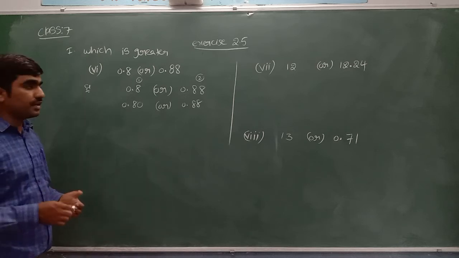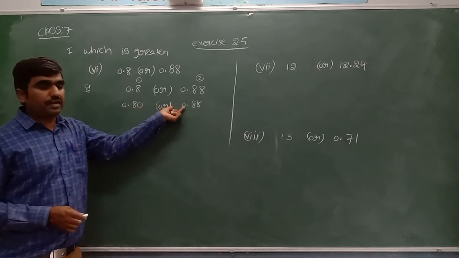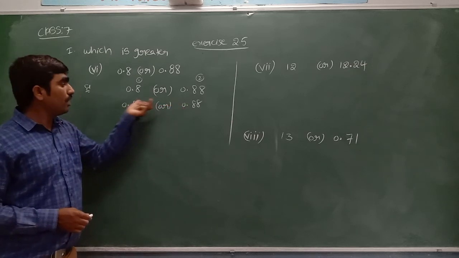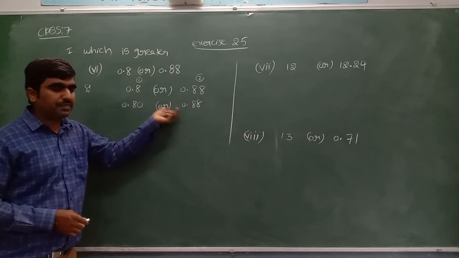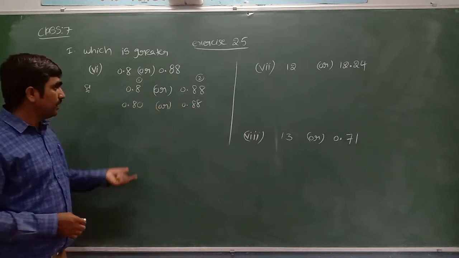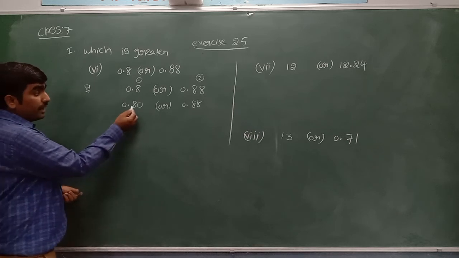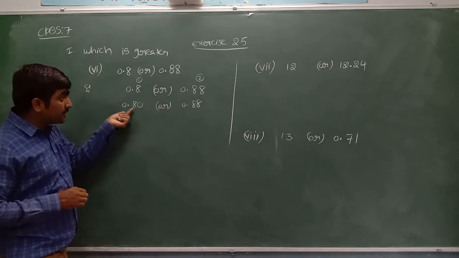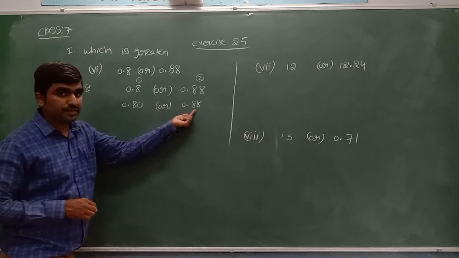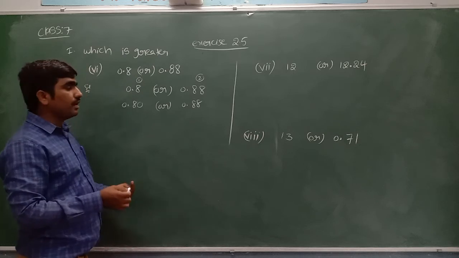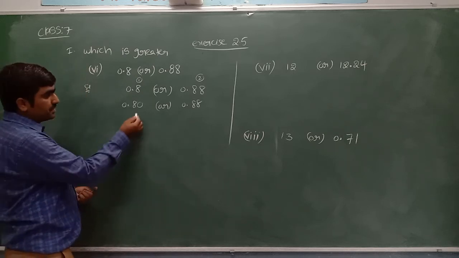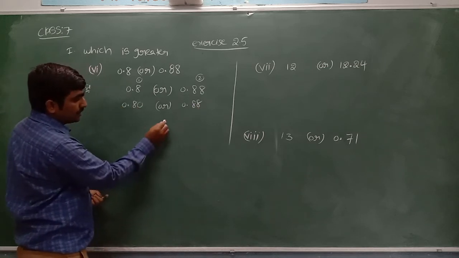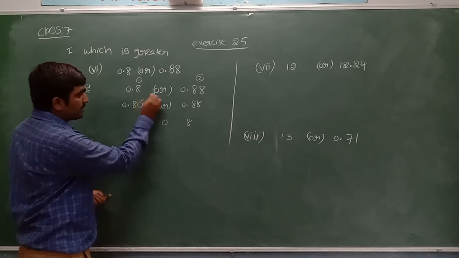So how can we do the comparison? First we need to compare the whole number part. What is the whole number part? 0. Whole number part 0. First we have to compare the whole number part. If the whole number part is the same, then compare the decimal part. In the decimal part, first we have to compare the 10th place digit. What is the 10th place digit? 8, 8. If the 10th place digit is also the same, then compare the 100th place digit. Here the 100th place digit is 0, and here the 100th place digit is 8.